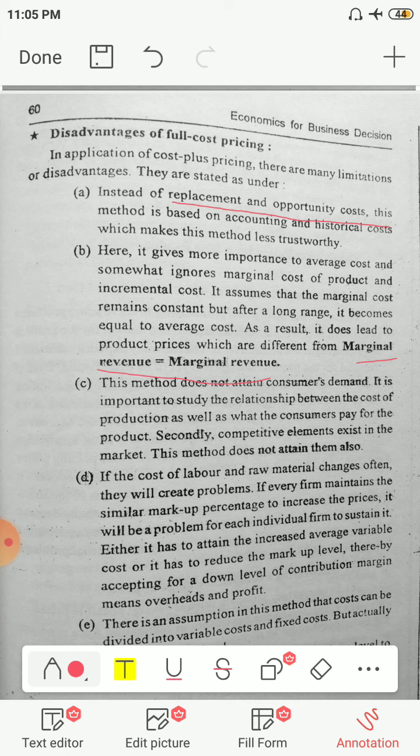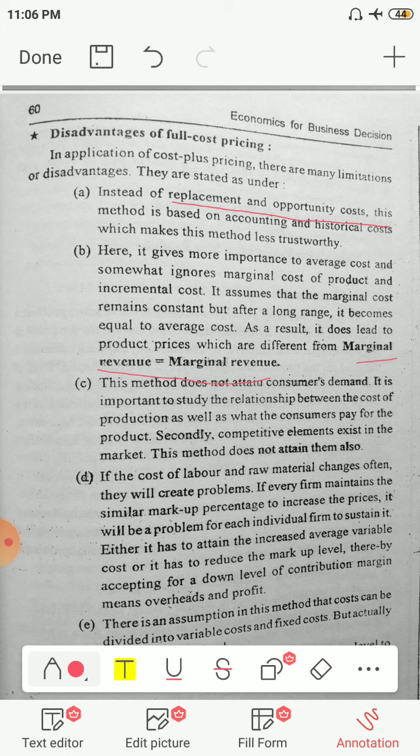Secondly, we are ignoring competitive factors as well. How many competitors are there in the market? What prices are charged by them? We are not considering that at all. Simply, we can say that cost plus pricing is a practice that a manager does within the four walls of the organization, where he is not looking into the outer environment or the market, and that is why it has certain limitations: it does not consider demand, and it does not consider competition.